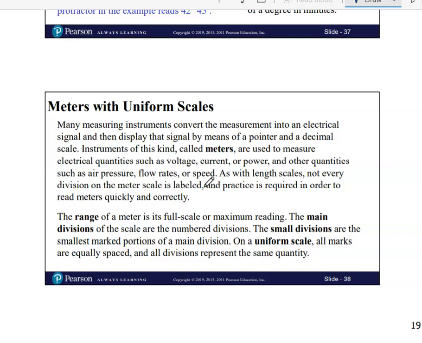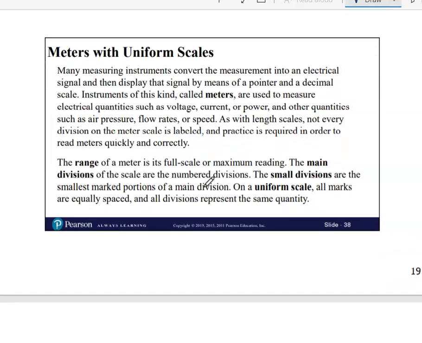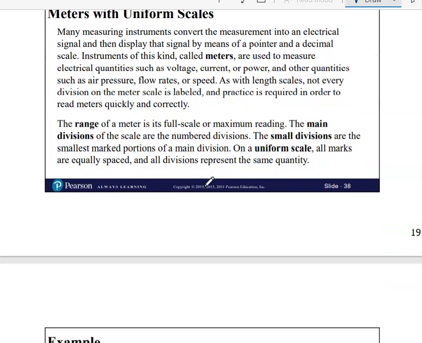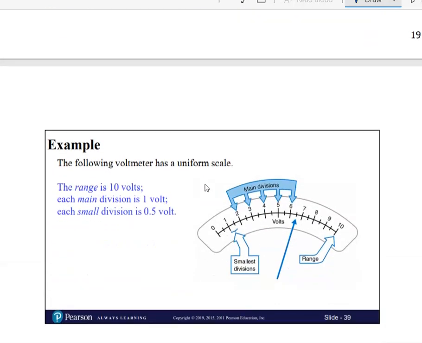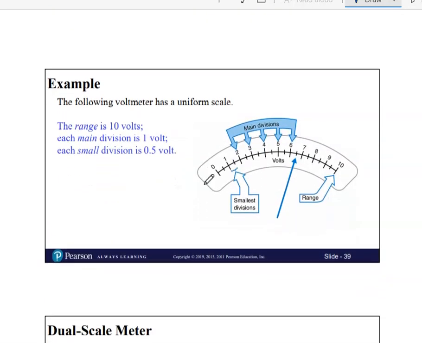quickly and correctly. The range of a meter is a full scale of maximum reading. The main divisions of the scale are numbered. The small divisions are the smallest marked portions of the main division. On a uniform scale, all marks are equally spaced, and all divisions represent the same quantity. So the following voltmeter has a uniform scale. The range is 10 volts because that's all we have. The main division is 1 volt, and then the small divisions are going up by half.